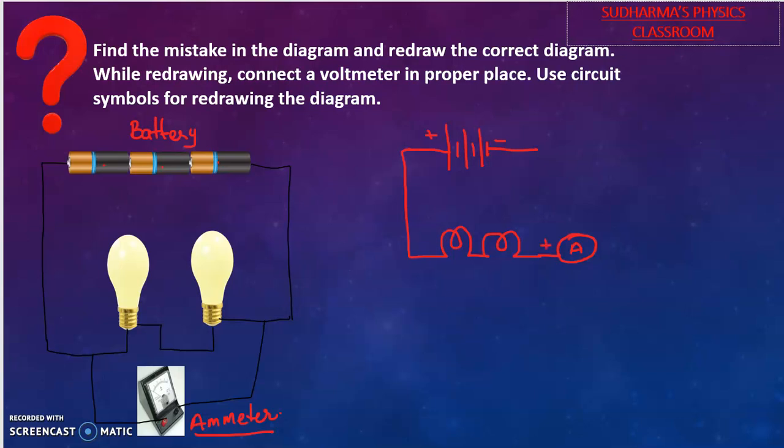So here we have the positive sign. So the same terminal we have to connect to the positive of the ammeter. So this will come to the negative end. So this is connected. So redrawing the diagram is done. During that process, we have to connect a voltmeter in proper place. So we know that a voltmeter has to be connected in parallel to the circuit.